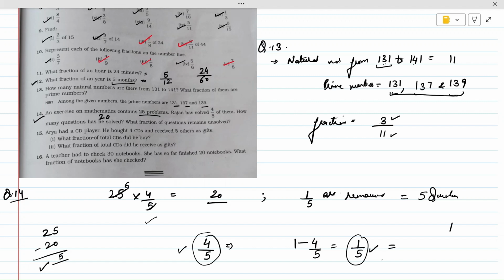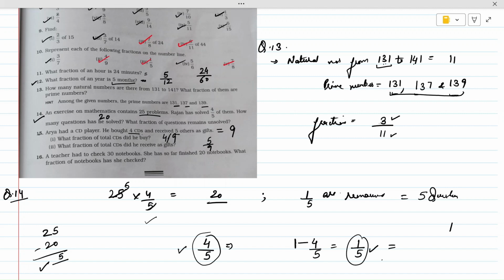15th is Arya had a CD player. He bought 4 CDs and received 5 others as gift. So in total, he has 4 CDs plus 5 others. That means total he has 9 CDs now. What fraction of the total CDs did he buy? So he bought 4 CDs. So 4 by 9 are the CDs which he has bought. And what fraction of the total CDs did he receive as gift? So total are 9 and he has received 5 as gift. So this is 5 by 9.